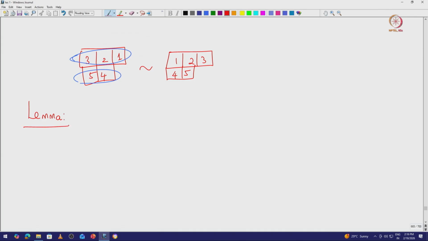We already have the action of Sn on the set of lambda tableaus, and we just realize that it induces a well defined action of Sn on this set of lambda tabloids. How do we check this? We need to prove that whenever T1 is related to T2 and sigma is in Sn, then sigma T1 must be related to sigma T2.